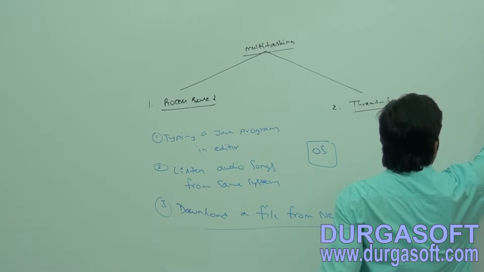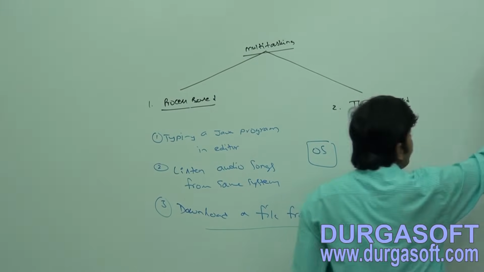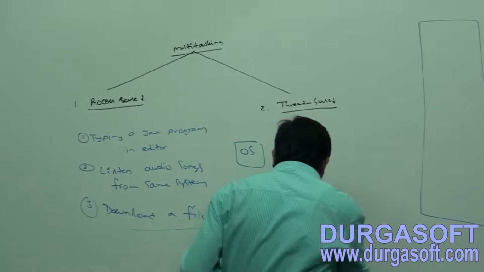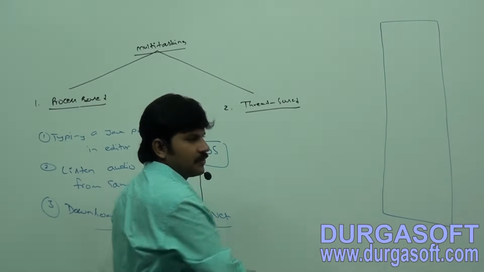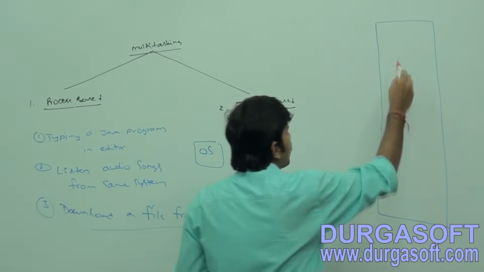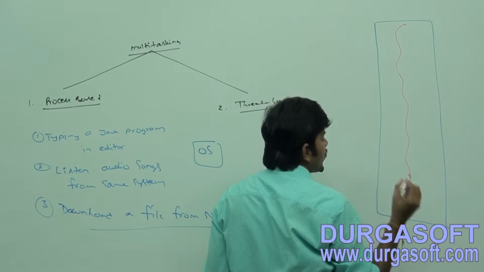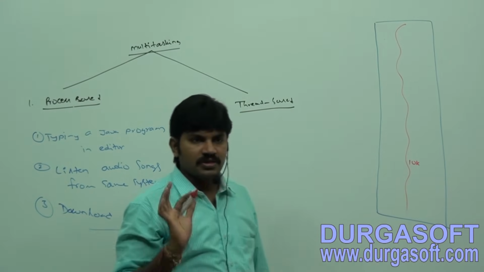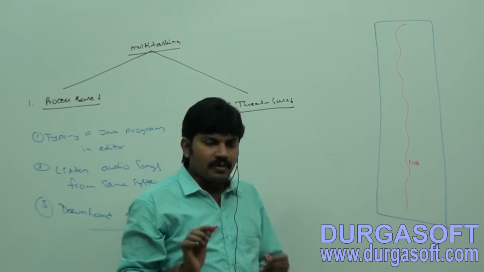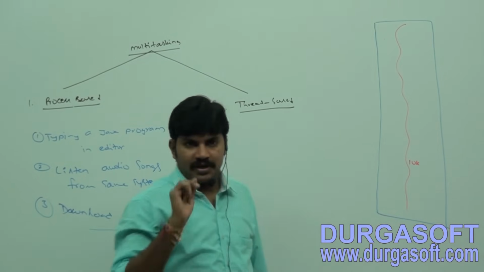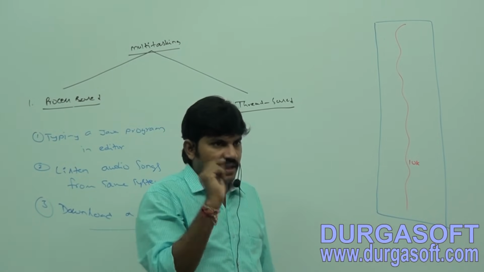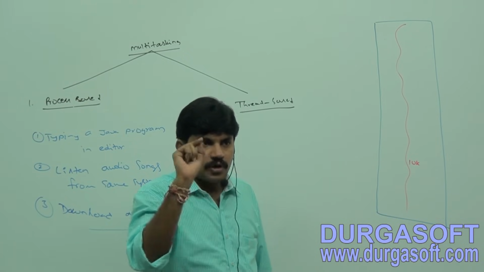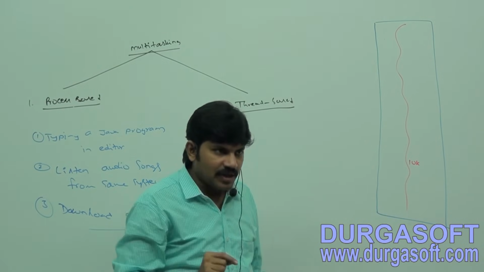Sir, I have one program. Assume this is my program. It contains 10,000 lines of code. So in total, how many lines of code? 10,000 lines of code. Now, in my Java program, do you know JVM is an interpreter? JVM is an interpreter. It will always execute from top to bottom, one by one, line by line, right?